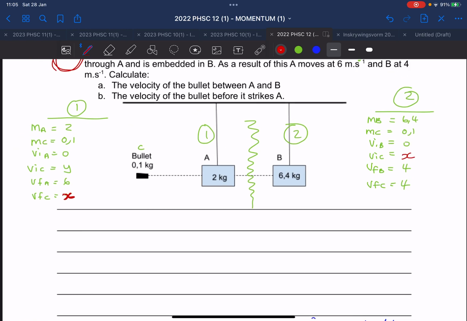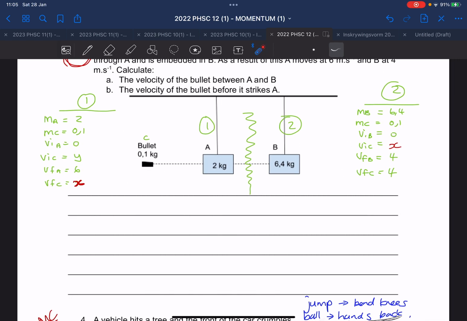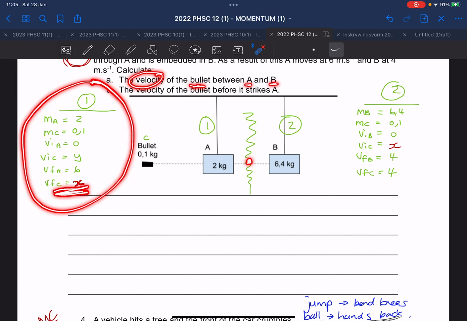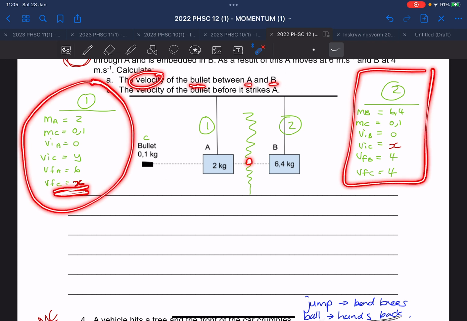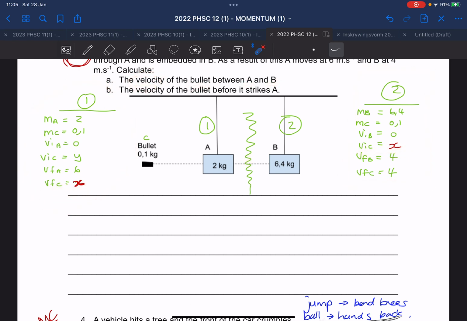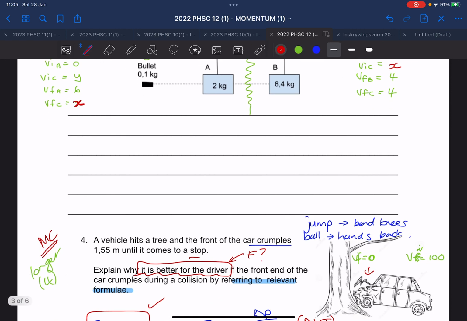Right. So they ask what is the velocity of the bullet between A and B? So they want the velocity there. We can either look at the first scenario and get the final velocity of it, or we can look at the second scenario and look at the initial velocity. Which one will be a better option? Why? It has more information, so we're going to look at the second scenario. Okay, so I'm going to say consider the second scenario.